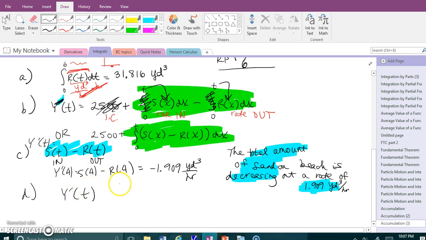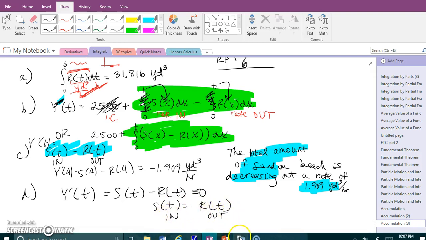Y prime of t, I said, was s of t minus r of t, and I'm going to set this equal to 0. That's equivalent to saying that s of t equals r of t. The rate in equals the rate out. Well, this seems really similar to the problem we just did, and it's because it is. The accumulation problems, once you do enough of them, are pretty much the same idea every time.